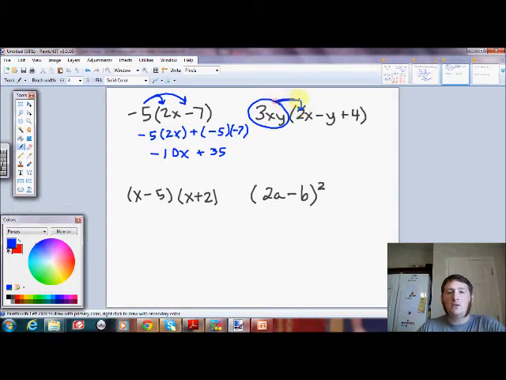So now we're going to distribute 3xy to all 3 of these pieces. Well, 3xy times 2x. Well, 3 times 2 is 6. And then variables wise, we would have xy times x. So that's an x squared y. 3xy times -y. Again, you can make that a -1 if you like. 3 times -1 is -3.